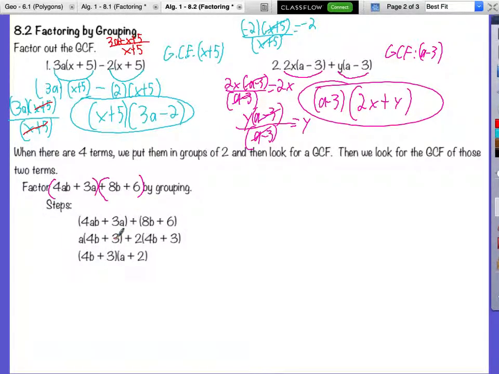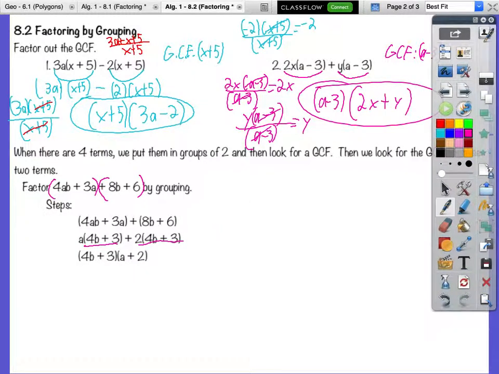In the second parenthesis, what do 8b and 6 have in common? They can both be divided by 2, so we'll take out a 2 of these 2 and be left with 4b and 3. So we look for the greatest common factor of the first set and the greatest common factor of the second set. Do the greatest common factors of each have to be the same? No, this one was A, this one was 2. But what do we notice now about the parentheses? This 4b plus 3 and this 4b plus 3. They're the same.